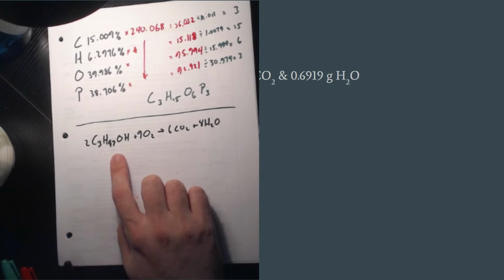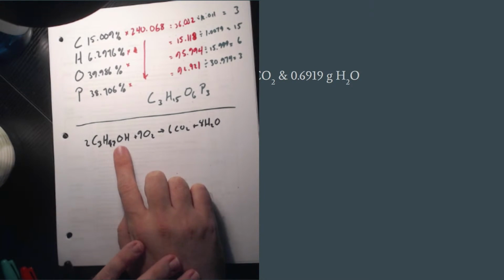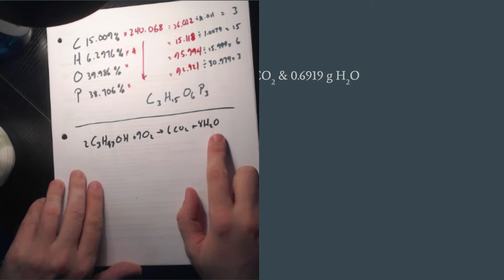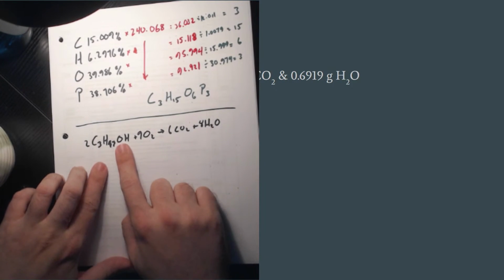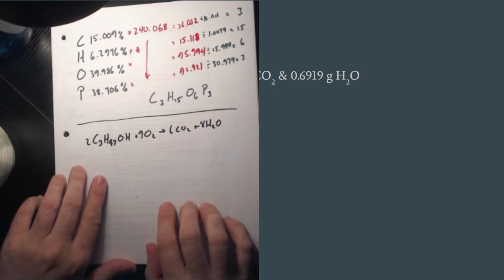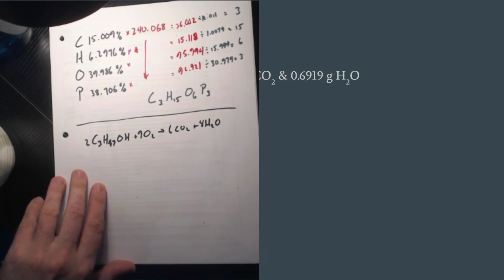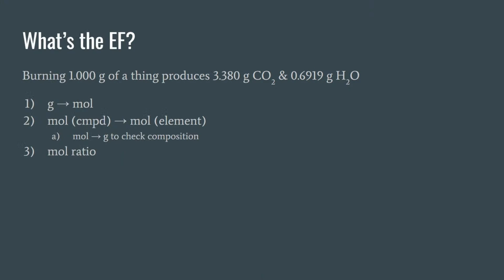So you burn propane, which is very similar to this, except it doesn't have the oxygen in it. You're going to get CO2 and H2O. You burn propanol, which does have oxygen in it. You're also going to get CO2 and H2O. So we don't see it as a separate product, which is why I include that extra step. We have to convert back to mass to check composition.